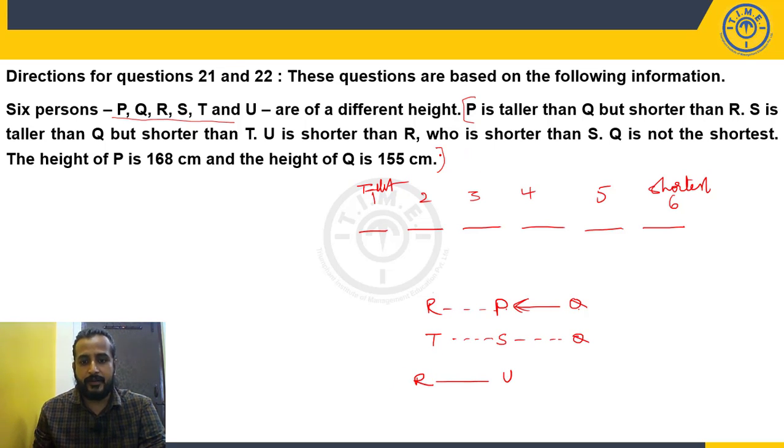Who is nothing but R. R is shorter than S. U is shorter than R is as good as R is taller than U. R is shorter than S is as good as S is taller than R. And Q is not the shortest.